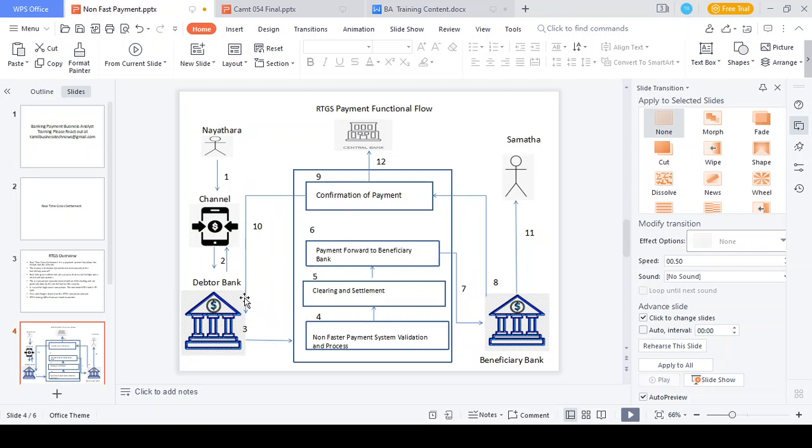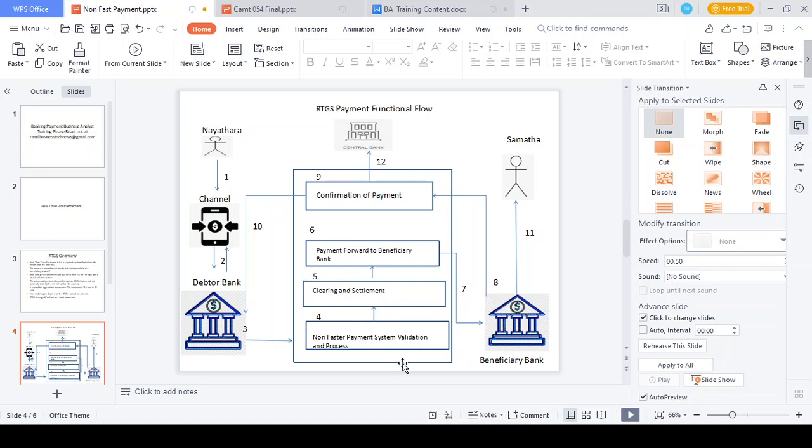For international payments, it differs. In the same example, person A needs to send money to person B. Person A is from India, person B from the USA. They initiate the payment via a channel and it comes to the debtor bank, where the non-fast payment system validation is different. They debit person A's customer account and credit the Vostro account. Again, debit happens from the Vostro account to the Nostro account, and then credit happens to Sambandha's account.